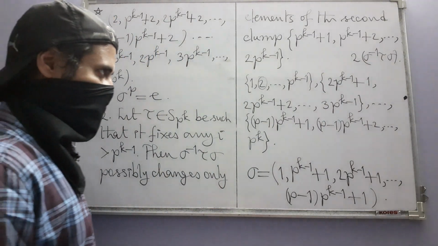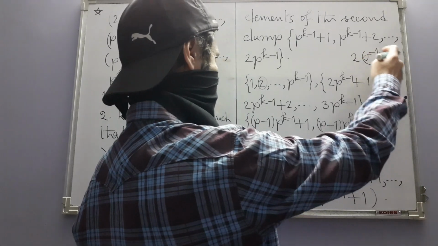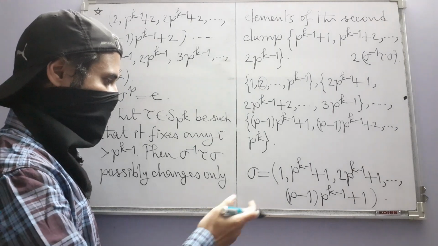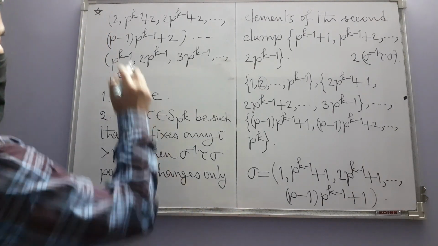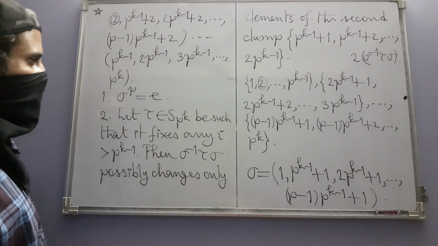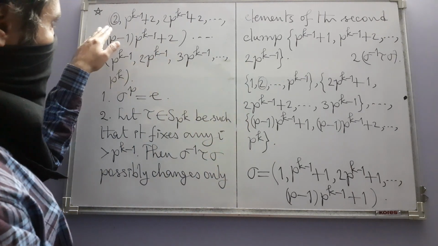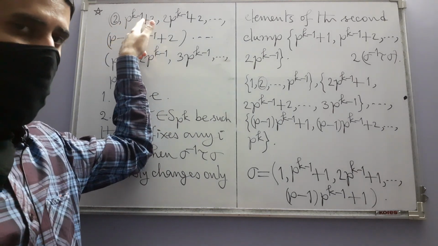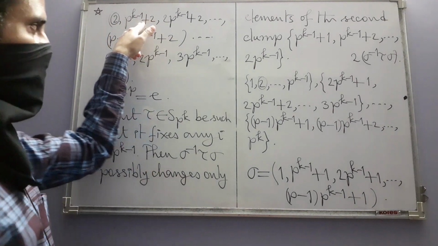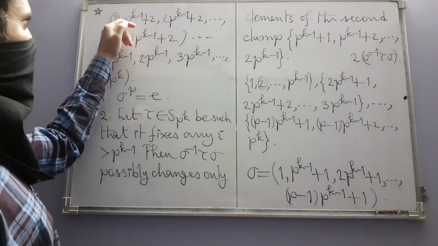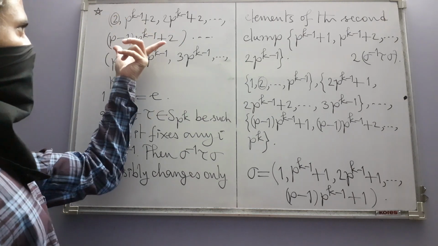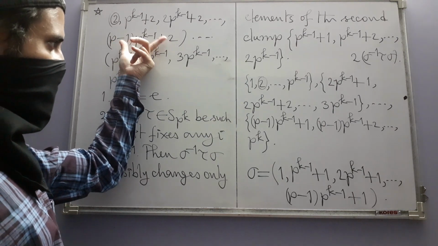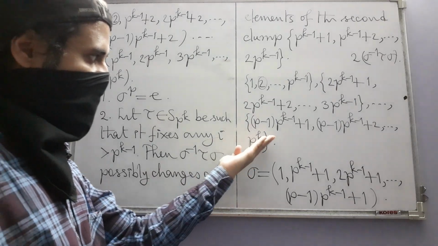Okay, so let us now see. Sigma inverse is first going to be applied to 2. So where does 2 lie in sigma? Here. What does sigma do to 2? Sigma changes 2 to the next one. So sigma inverse does the opposite. It takes 2 in the other direction. That means it will map 2 to this element. Where does this element lie in the clumps? In the last clump.